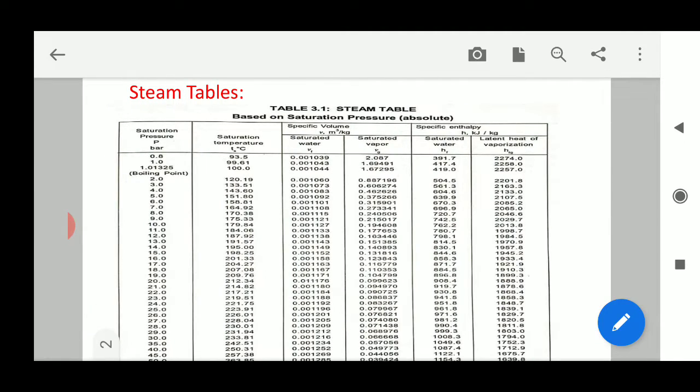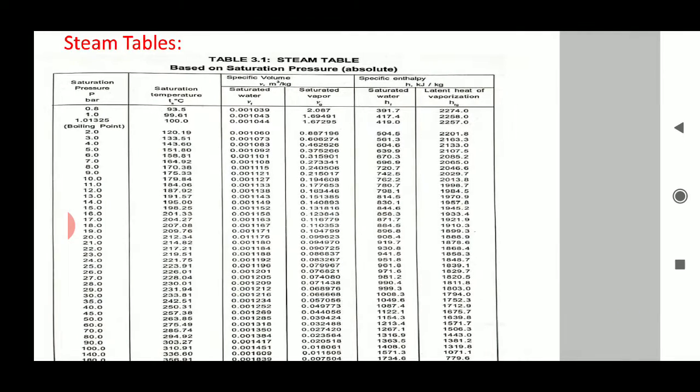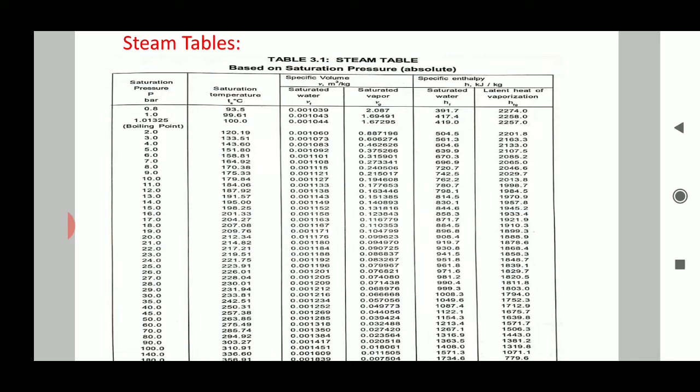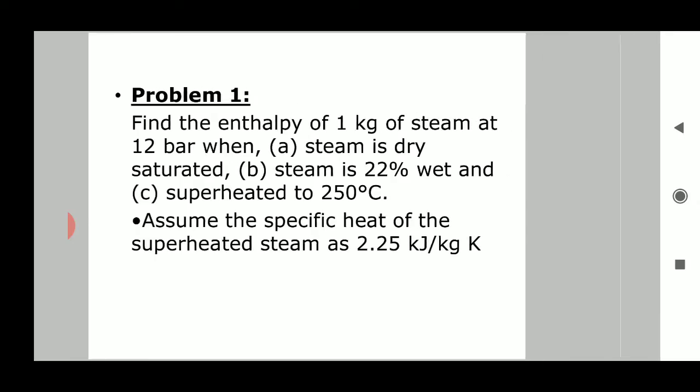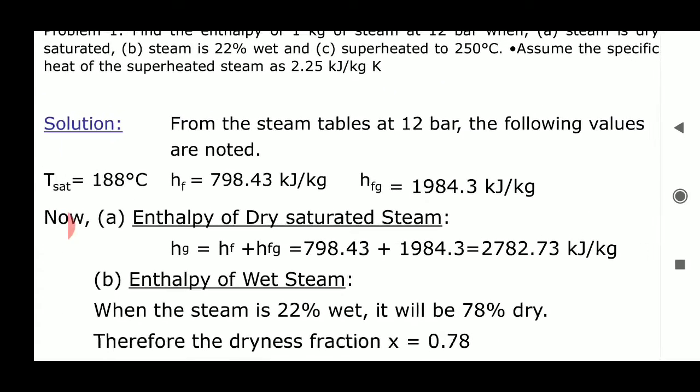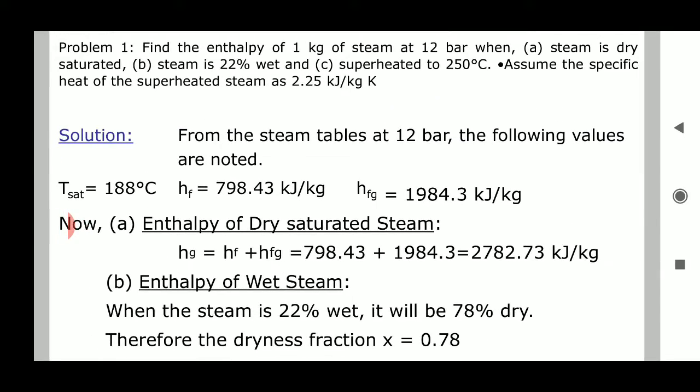So like this we have to take the values from the steam table. For 12 bar, what is the saturation temperature? Tsat or Ts, that saturation temperature is taken. Then enthalpy, HF and HFG, both are taken from this table. And so first case, you can see above, the problem is once again mentioned here.